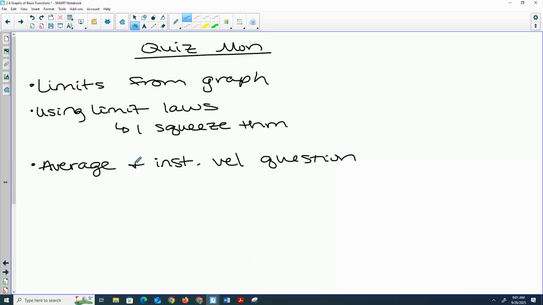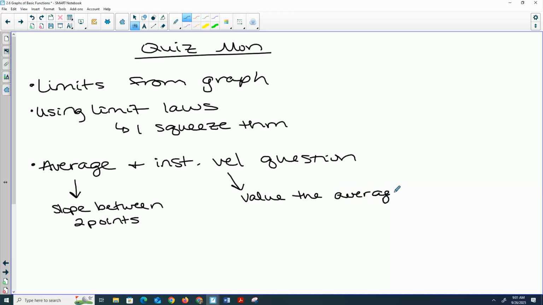But what you need to know from those, average velocity is just the slope between 2 points. So you have to find 2 ordered pairs, calculate the slope between them. That's your average. Instantaneous is the value the average velocities approach. That's when we had the full table and we looked at what value we were getting closer to.